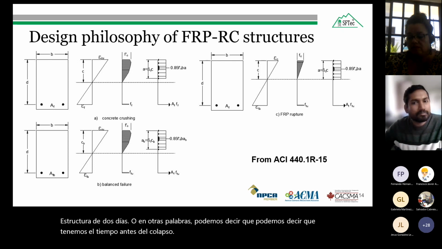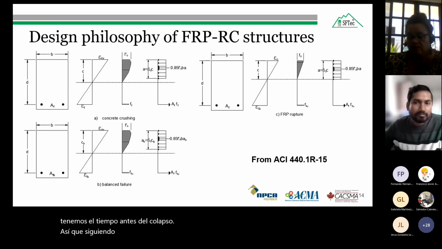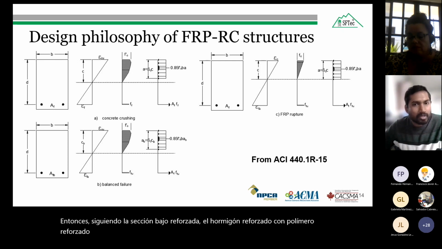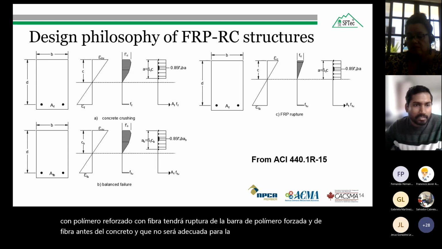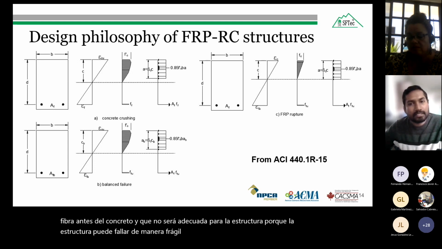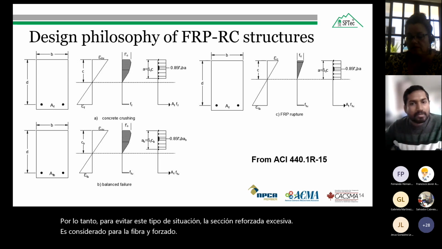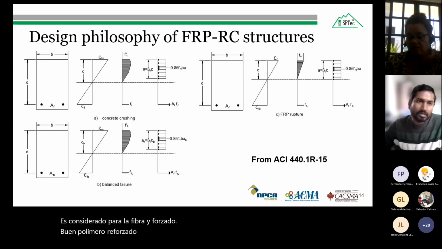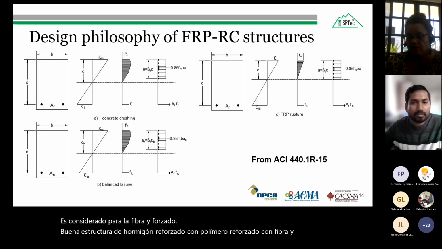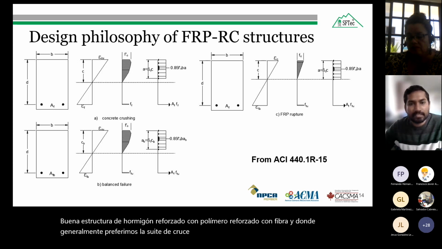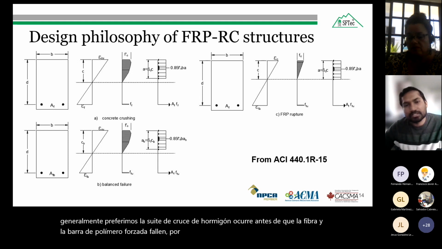Following the under reinforced section, the fiber reinforced polymer reinforced concrete structure will have the fiber reinforced polymer bar rupture before the concrete, which will not be suitable for the structure, because the structure may fail in a brittle manner, because fiber reinforced polymers are generally linearly elastic. They have a linearly elastic stress strain profile. So to avoid this kind of situation, the over reinforced section is considered for the fiber reinforced polymer reinforced concrete structure, where we generally prefer that the concrete crushing should occur before the fiber reinforced polymer bar failure, which will provide some inelasticity to the structure.